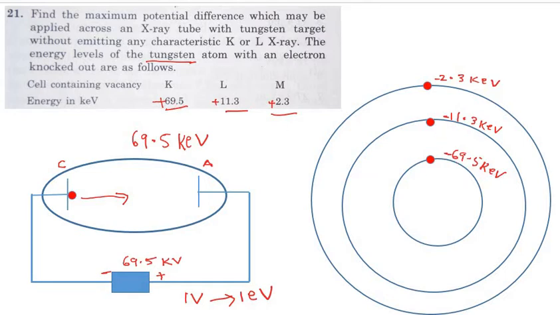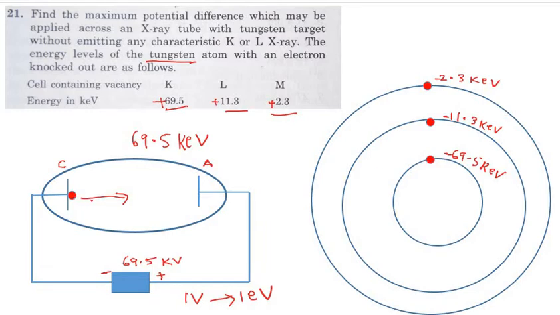Less than that I cannot pull out this electron. If I supply energy to this electron greater than 69.5, then I'll be able to pull out this one. Equal to 69.5, I'll be able to pull out this one. But less than 69.5, if I give the energy to this electron, it will not come out of the atom, nor can I knock off this electron from this orbit.